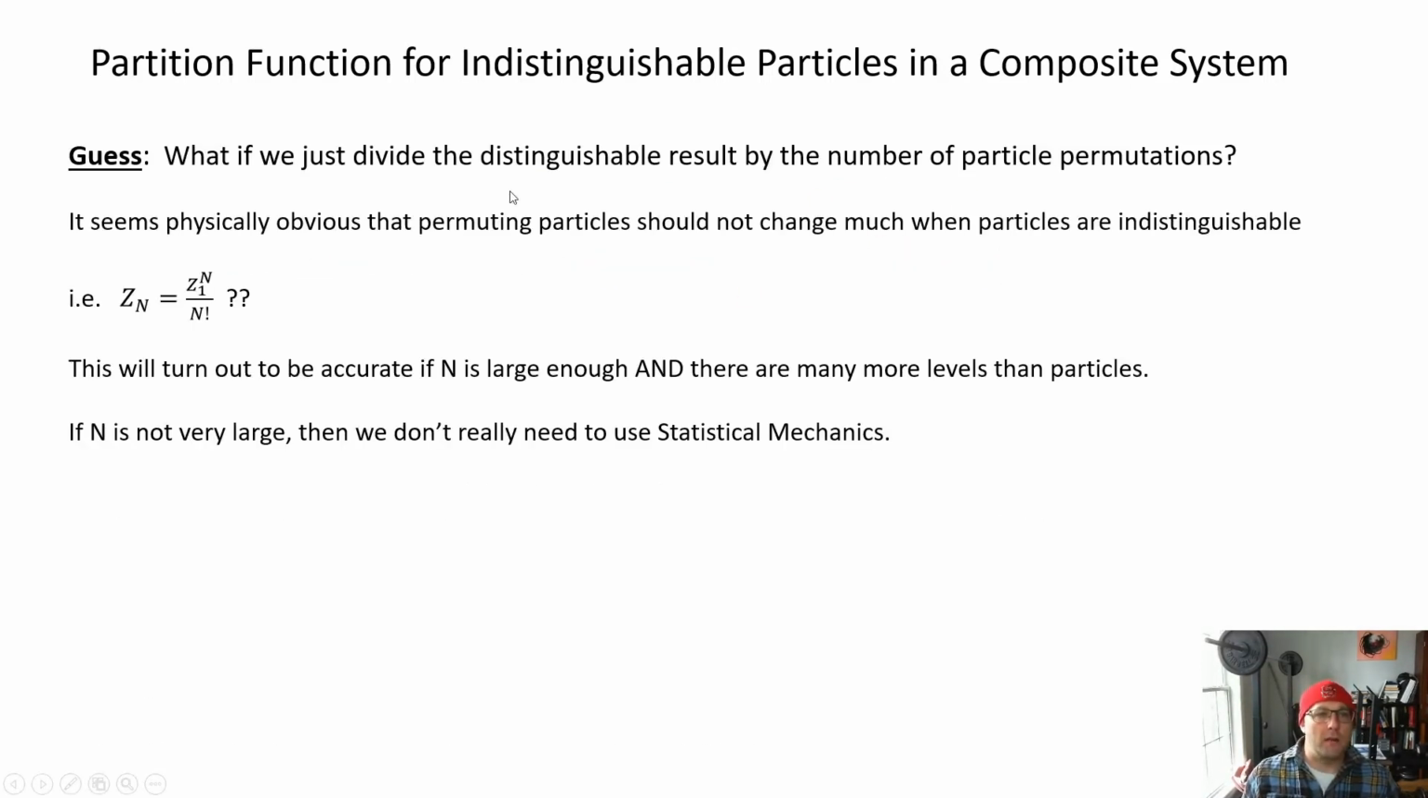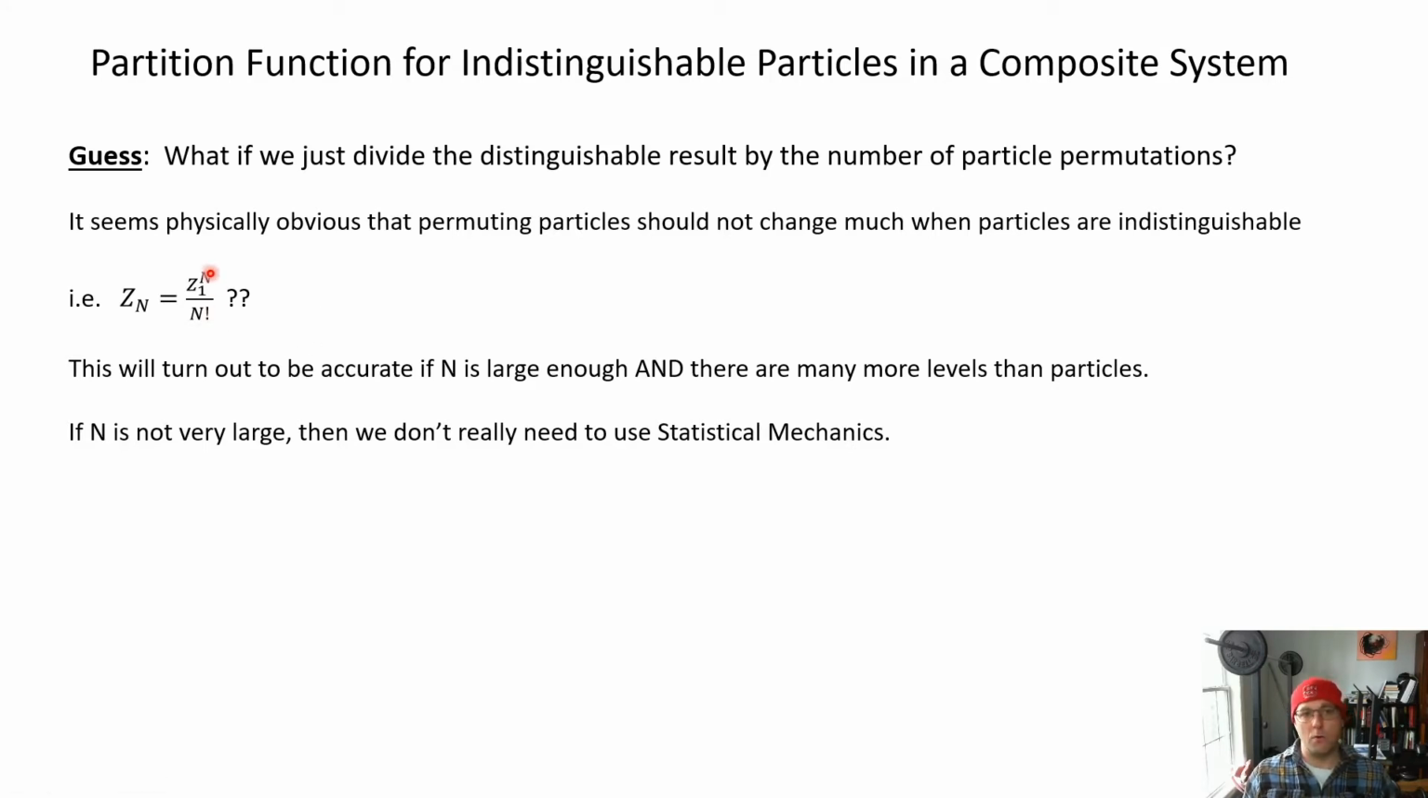So let's make a guess. What if we took the distinguishable answer for the composite Z, namely Z1 to the n, and just divided it through by the permutations of the n particles? So just the number of ways you can rearrange n particles taken n at a time. It's hopefully obvious that it shouldn't really change much if you rearrange them physically.